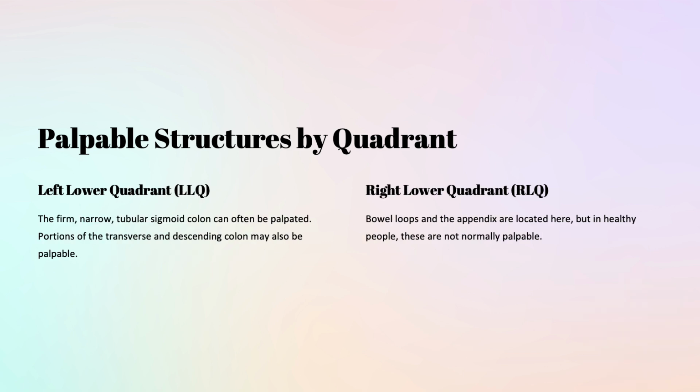Now, how about the lower half of the abdomen? For the left lower quadrant, sometimes the tubular sigmoid colon can be palpated. Okay? While for the right lower quadrant, that location is where you're going to palpate for the appendix. However, in normal people, these are not palpable.